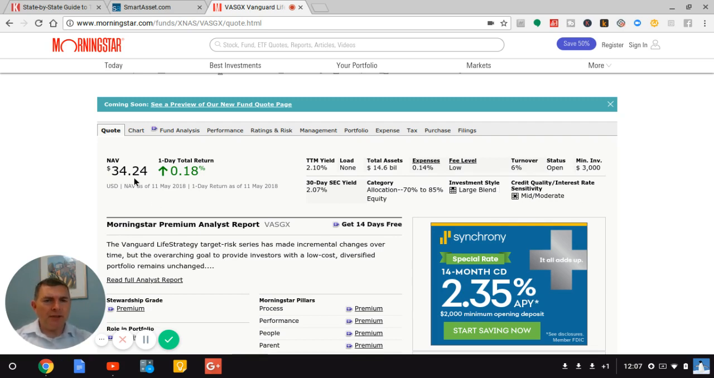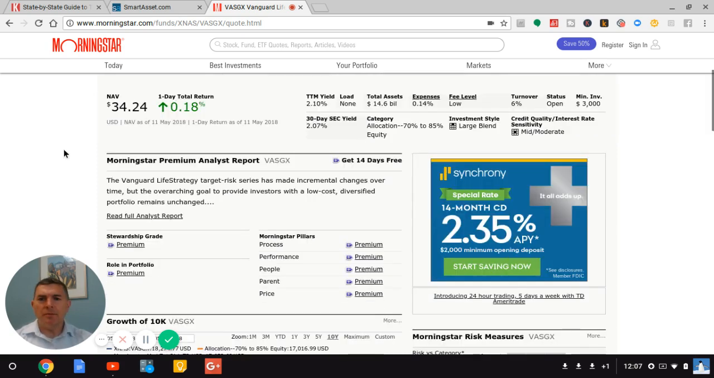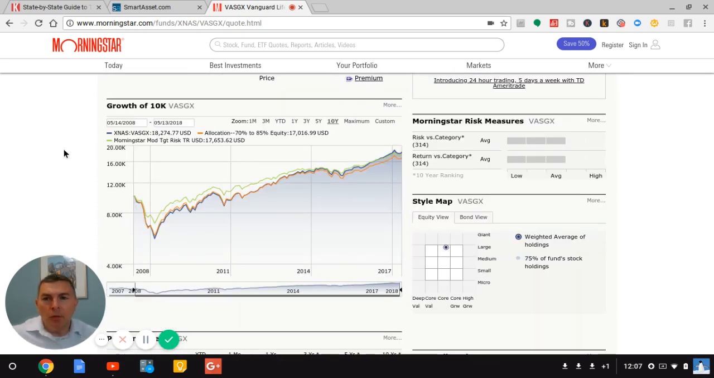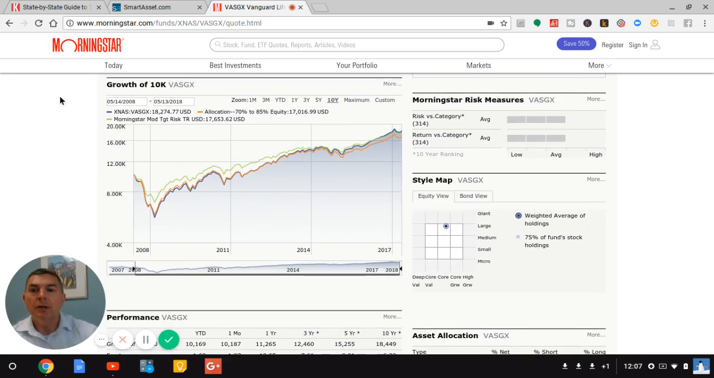Credit quality, interest rate sensitivity, mid moderate. Yeah, I'm not familiar with what that means, I can take a guess, but it's not relevant to what I'm trying to accomplish here. Well, let me just talk about it.